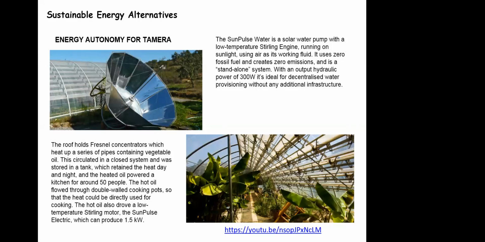So these are two examples of how you can just use your imagination to come up with these quite innovative new technologies at very low cost and very low impact.